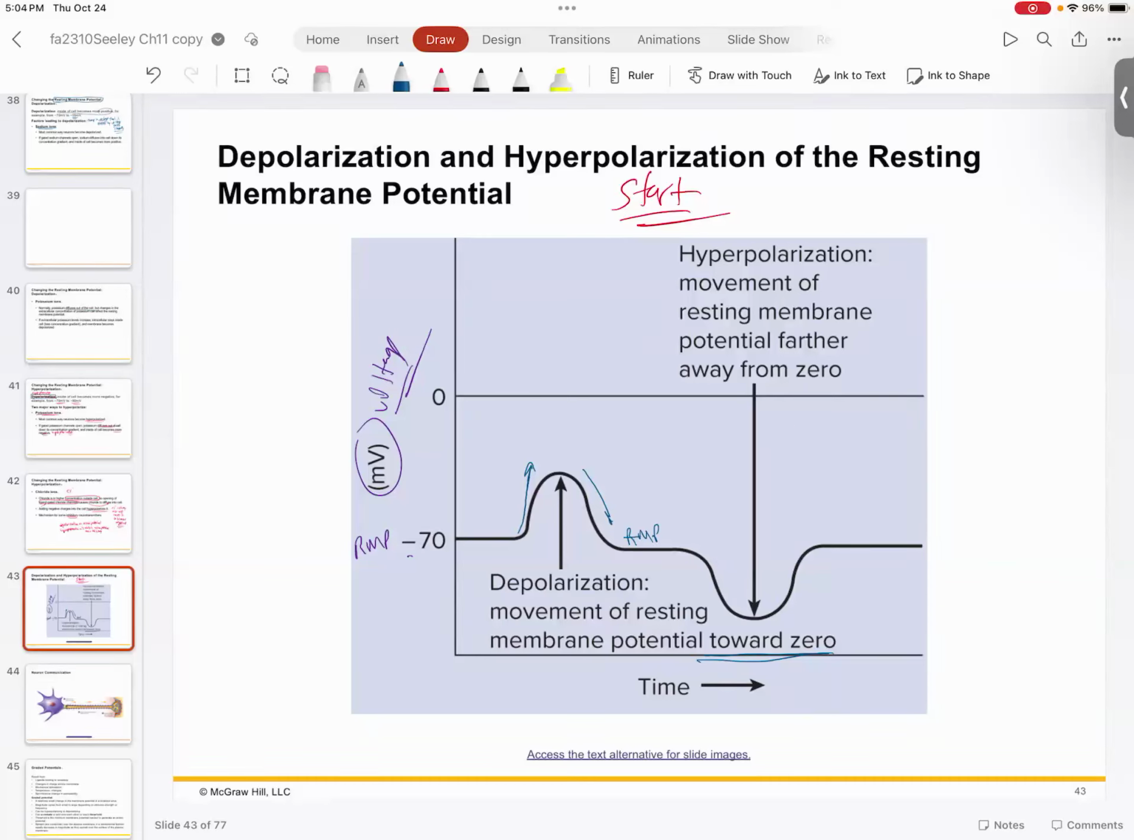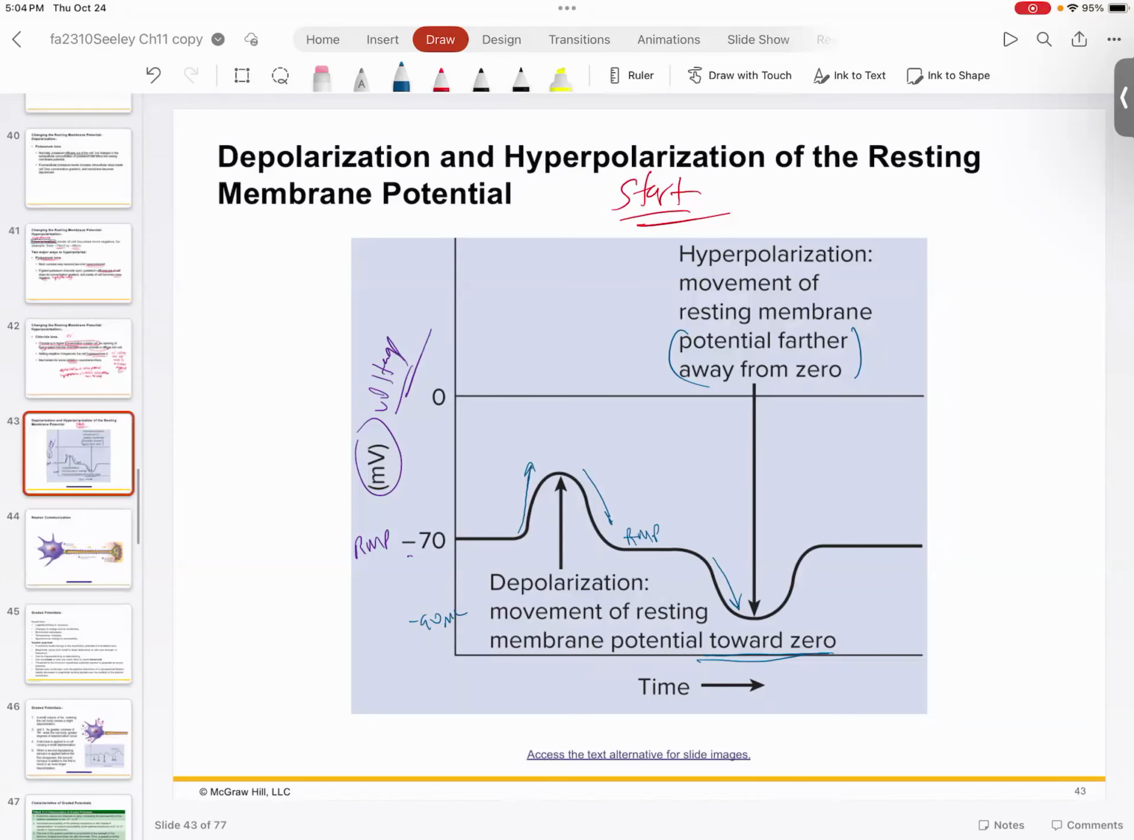Now, to hyperpolarize, you're getting further away from zero. If you remember, this is the situation where the membrane was moving from minus 70 to minus 90. You're coming down further, and this is because of that hyperpolarization scenario where, for instance, the potassium leak reinforces that polarity. That's what we're talking about with hyperpolarization.